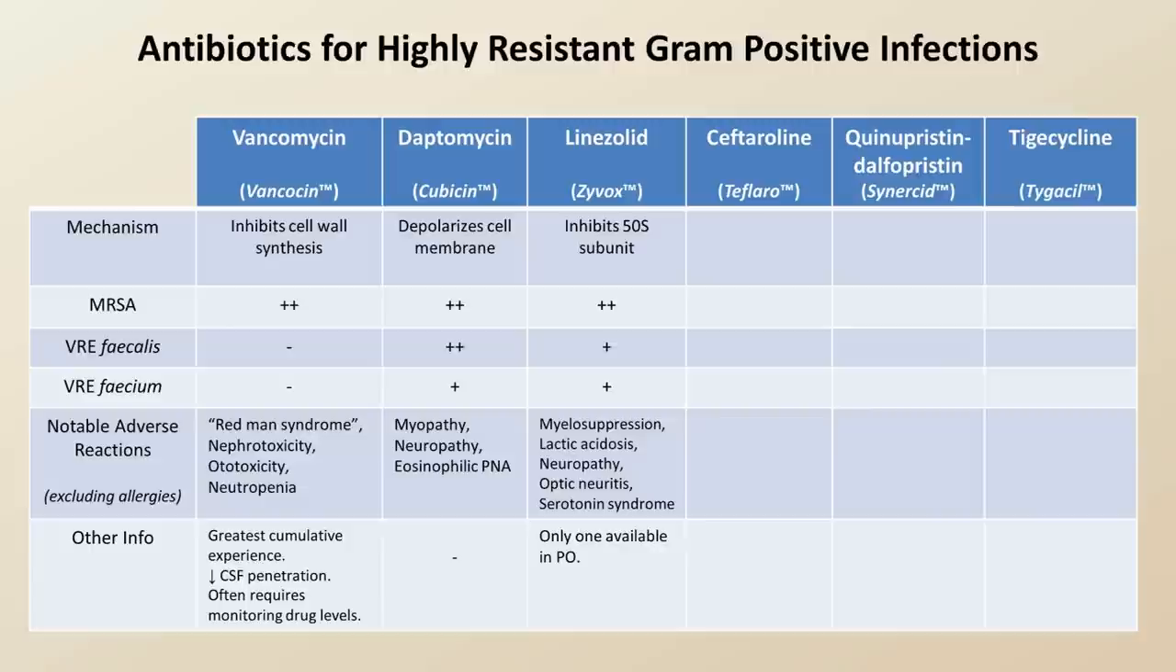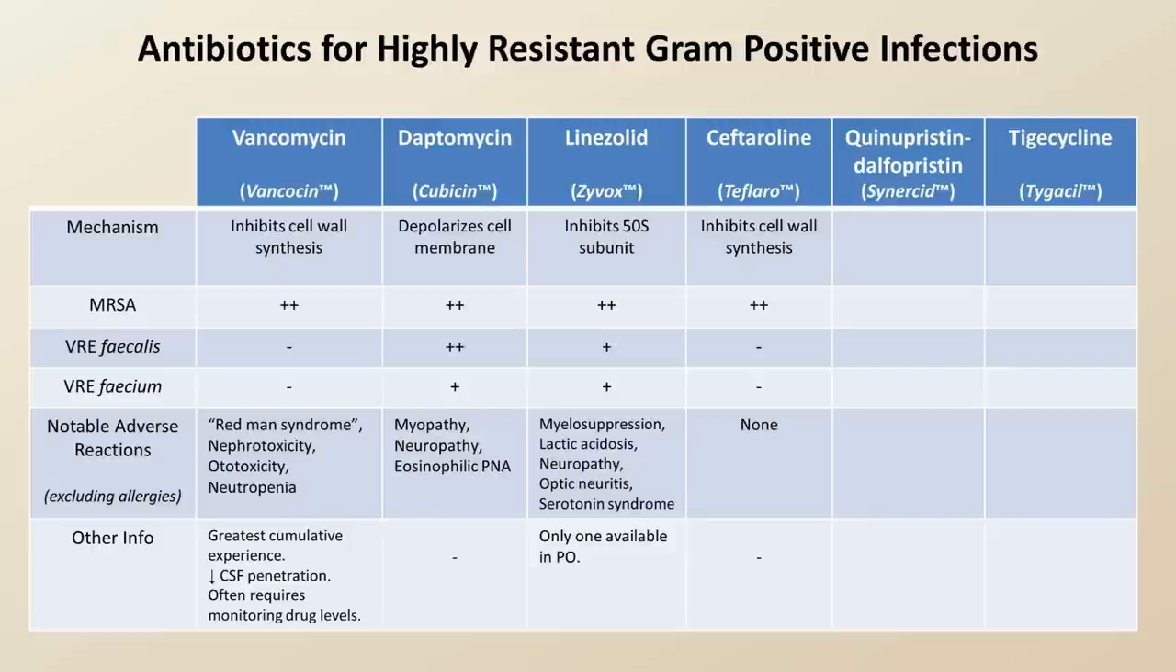Ceftaroline is a so-called fifth-generation cephalosporin, which, as a beta-lactam, inhibits cell wall synthesis also. It is the only beta-lactam which covers MRSA, but has no VRE coverage. It is the newest of the six to be approved in the US, and there really isn't a whole lot more to say about it.